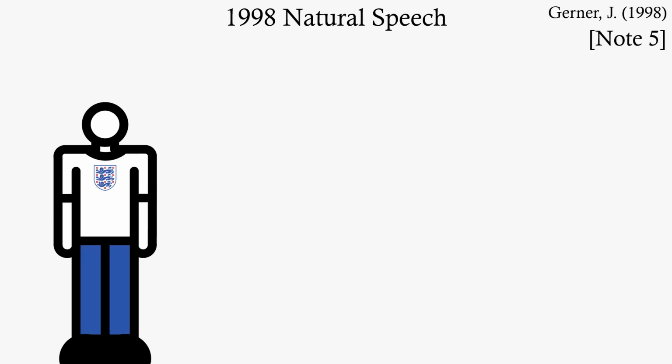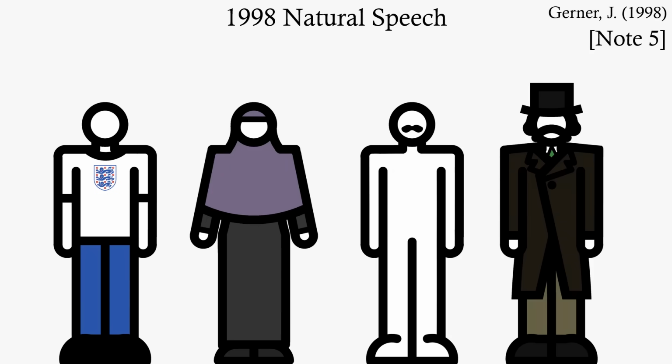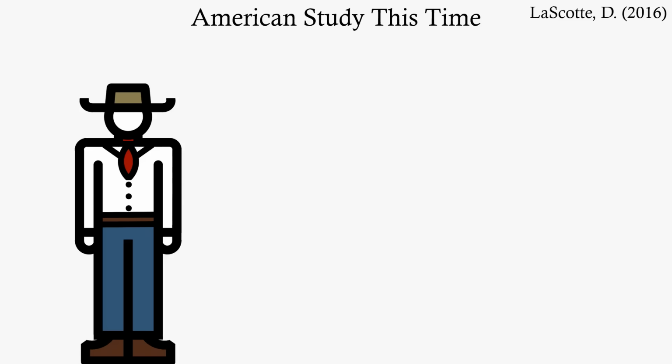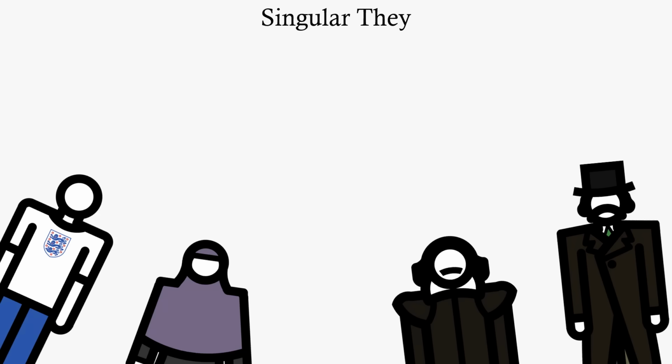A 1998 study of natural British English speech found that regardless of gender, class, or level of education, people overwhelmingly used the singular "they" over the generic "he" or other alternatives. Even when openly asked what they preferred when referring to someone of an unspecified gender, 68% of participants said that the singular "they" was the best choice. This form isn't infiltrating the language, it's already here, and if it ain't broke, don't fix it.